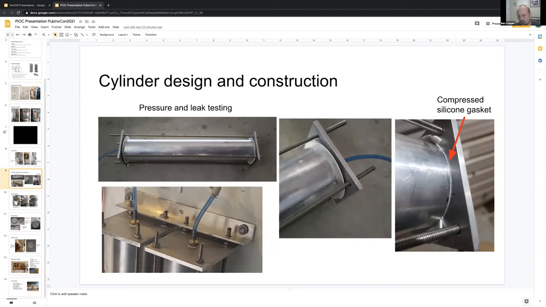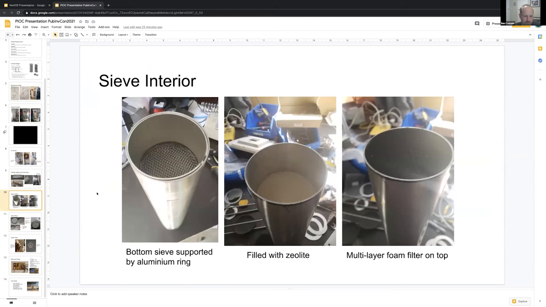So this is made with a hacksaw and just sanded. And this is all made with a hand drill and everything. So sort of demonstrating proof of concept that we can make these basically anywhere in the world. Just the interior of the sieve.